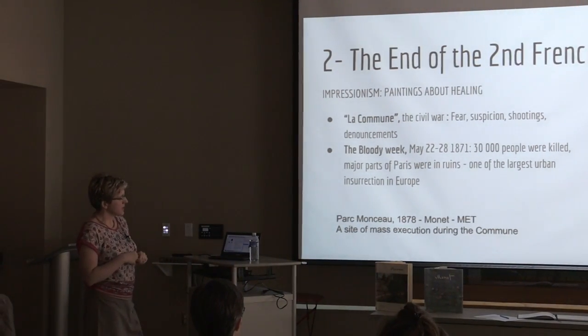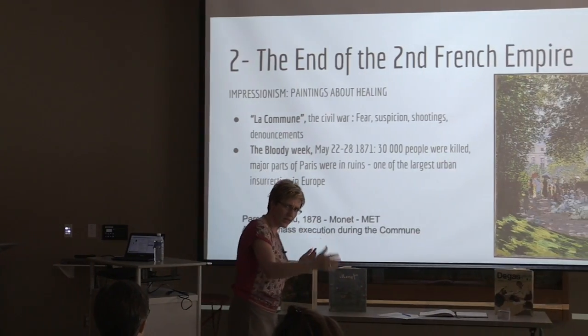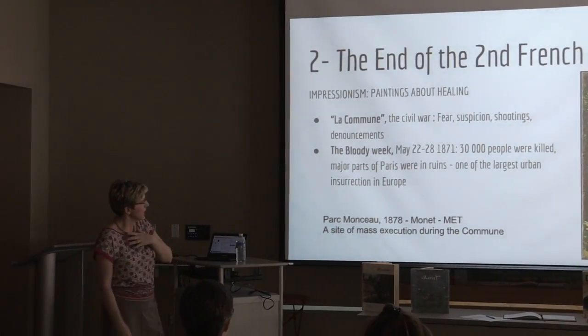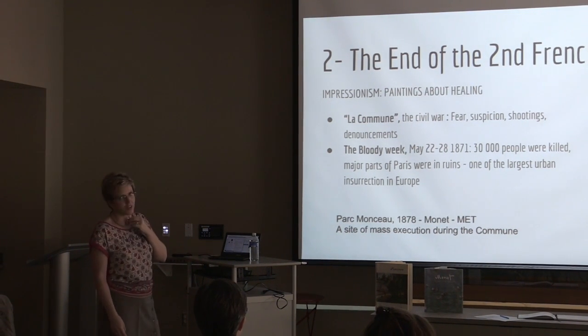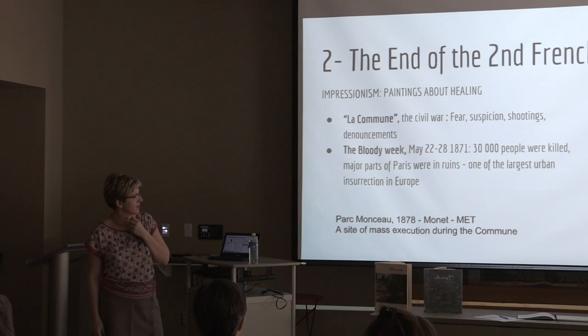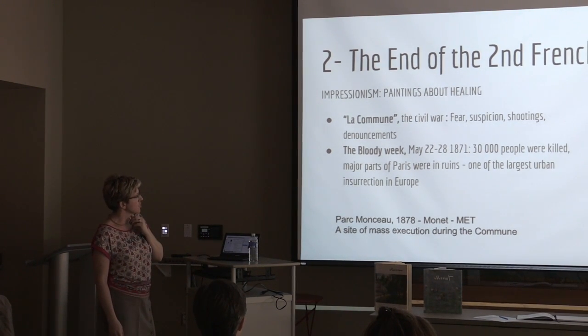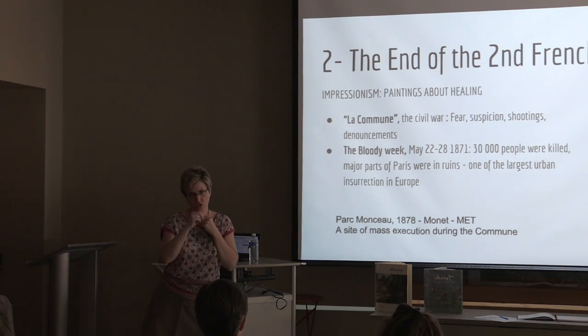And then the government, the Third Republic, who had fled to Versailles, decided to regain control. This is what we call the Bloody Week. May 22nd to 28, 1871, 30,000 people were killed. Major parts of Paris were in ruins, one of the largest urban insurrections in Europe, along with the Warsaw insurrection during the Second World War.